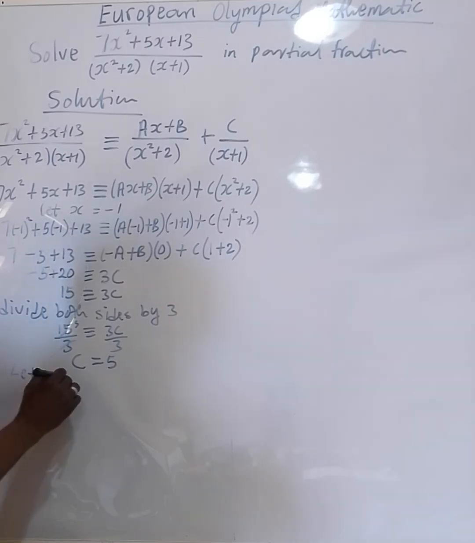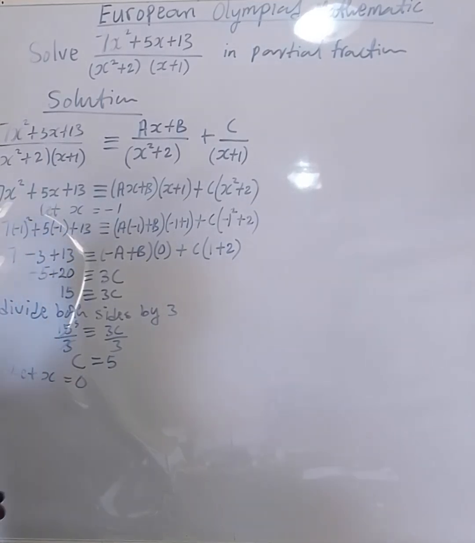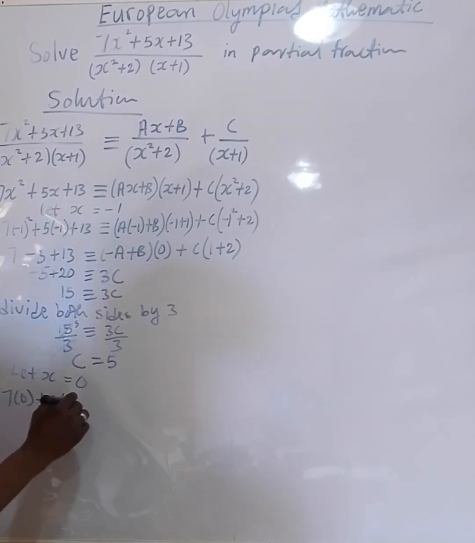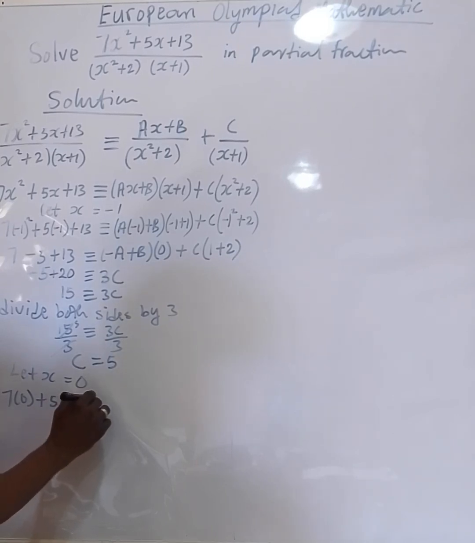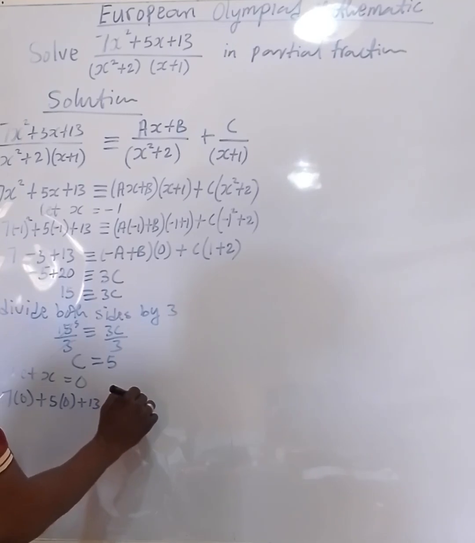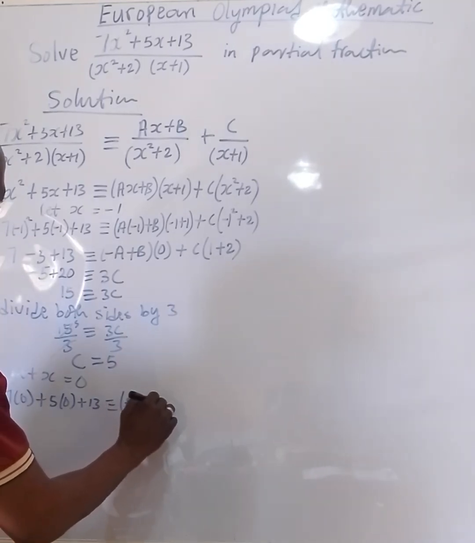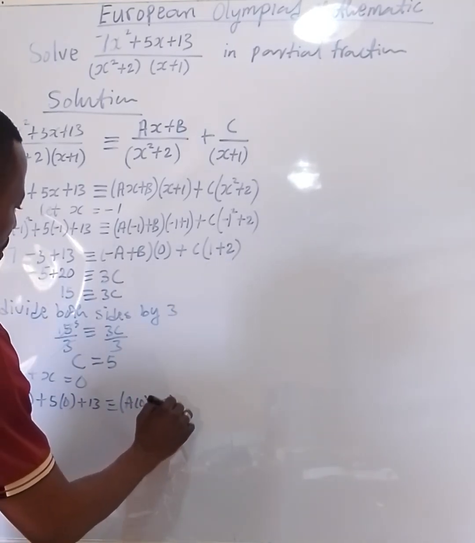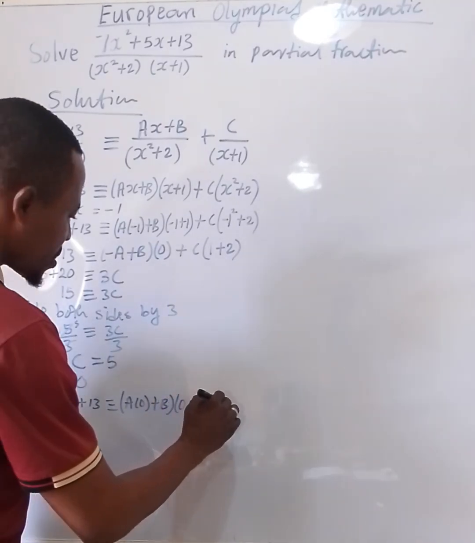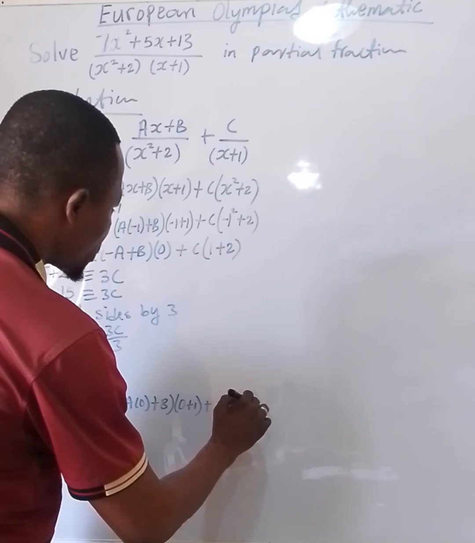Let x equal 0. So now we have 7 times 0 plus 5 times 0 plus 13 equals a times 0 plus b, times (0 plus 1), plus c times (0 squared plus 2).